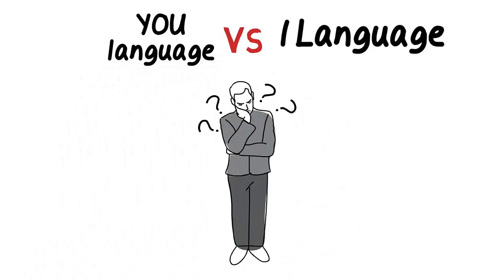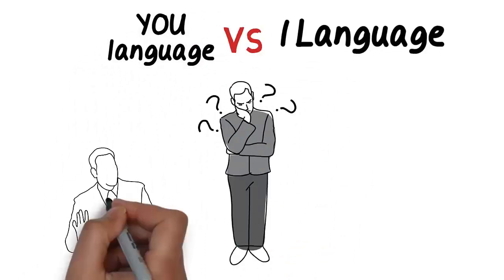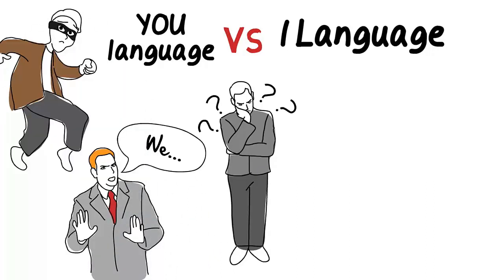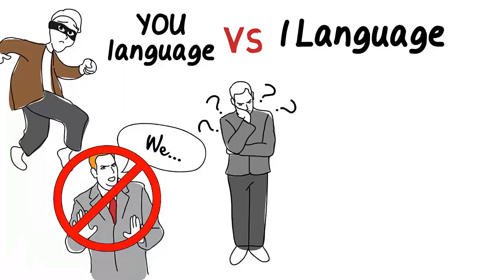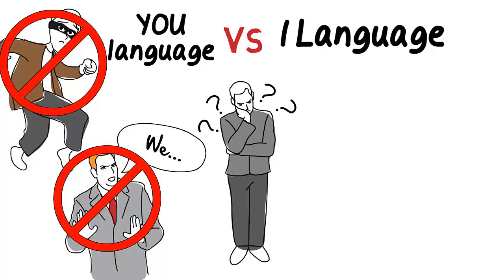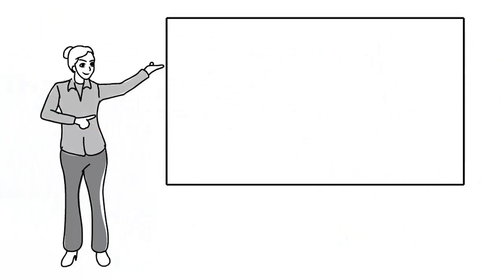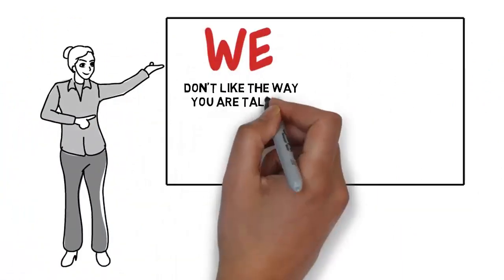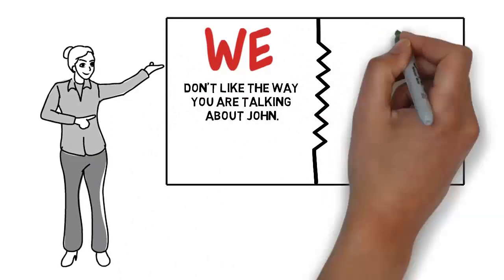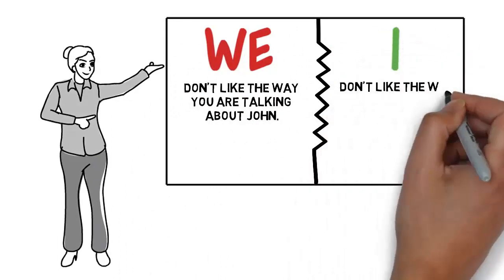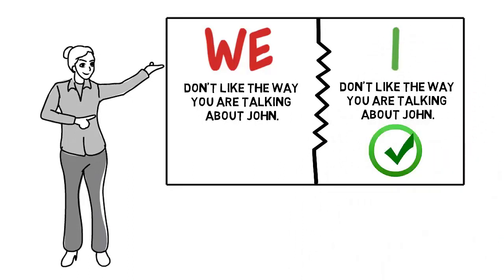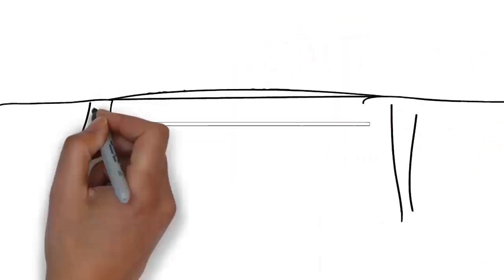When people get defensive, they will often speak for we rather than I. This is often a slippery and sneaky way to hide behind an assumption that they speak for everyone else and that everyone is on their side and shares their opinion. Most of the time it's not the case. Now here's an example. We don't like the way you are talking about John, instead of, I don't like the way you are talking about John. In the second statement, the speaker owned what is happening and they are very clear about it.